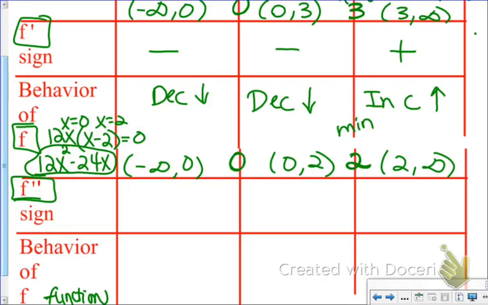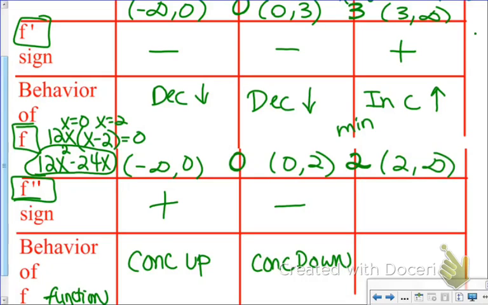Negative 1. If you plug negative 1 into the second derivative, would it be positive or negative? Now here, our behavior is concavity, so it will be concave up. Pick a number between 0 and 2. 1. So would the answer be positive or negative if you plug in a 1? Negative. The second derivative being negative means that the function is concave down.